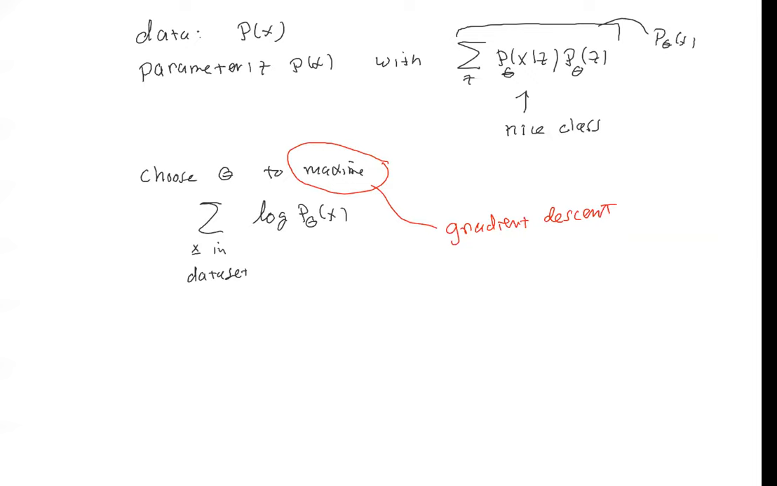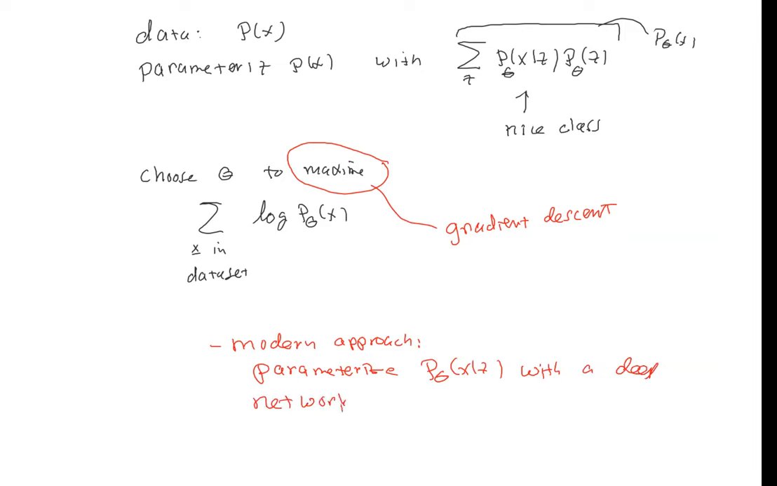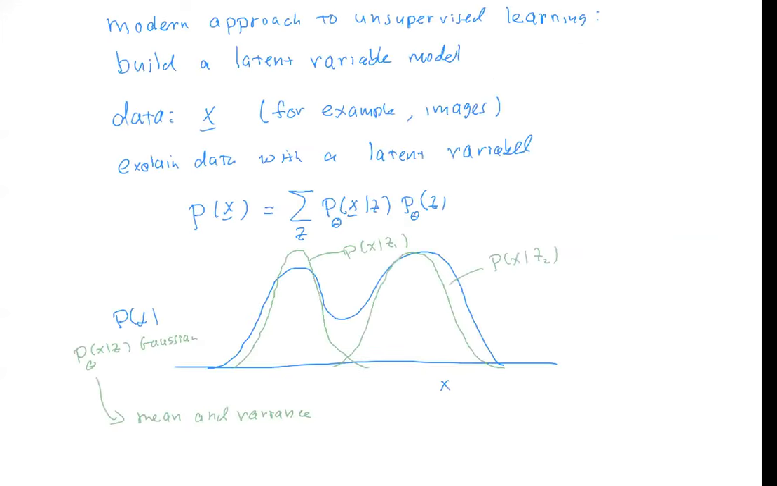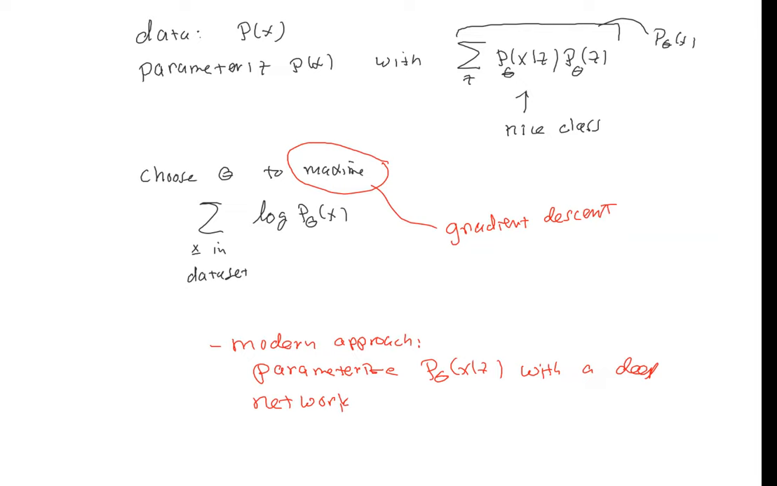And so in the modern approach, basically, I parameterize P theta of X given Z with a deep network. In the old days you had to use some known class like a Gaussian. Now you can use a deep network, and now you can make very, very powerful generative models. This is a field that was, you know, 10 years ago. One complaint about deep networks was that they can't do unsupervised learning, and now they can, okay.